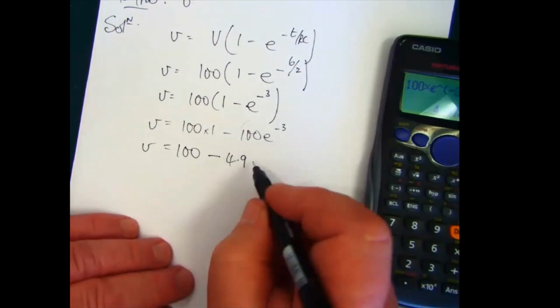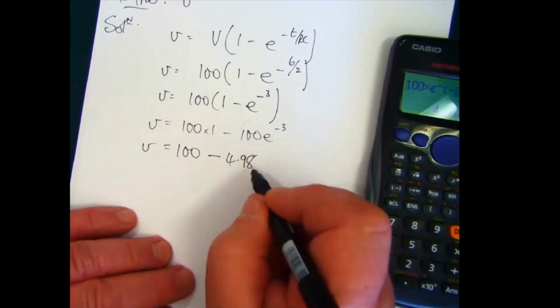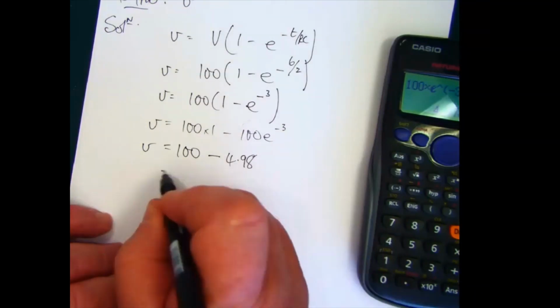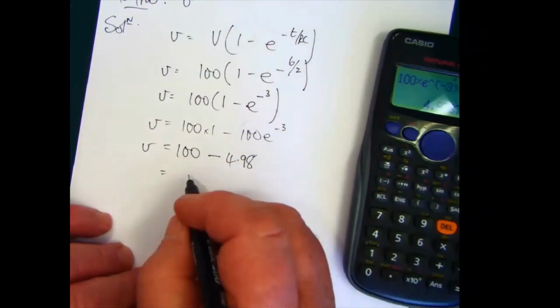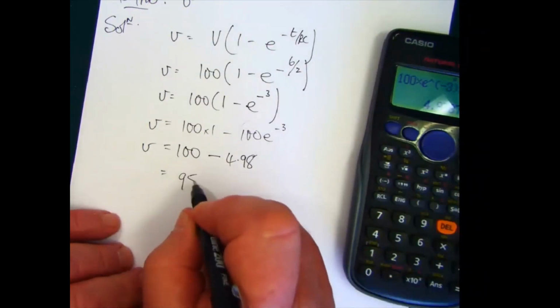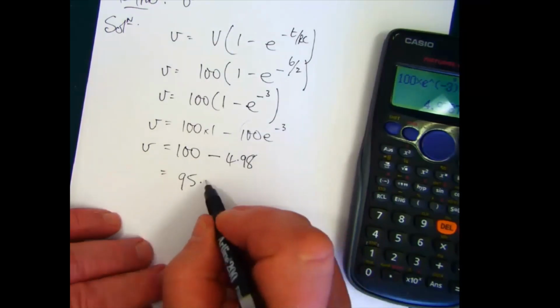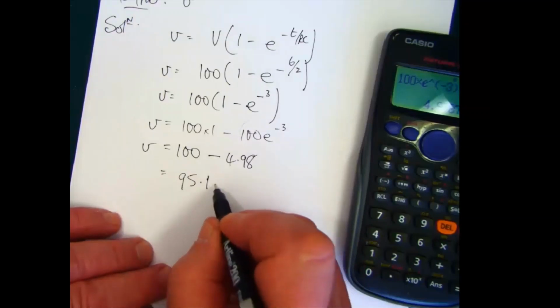Okay, so we'll round it off to 2 decimal places, and that will give you, if you can put that in, that's going to be actually 95.02 or 95.1 if you like, okay, which is volts.